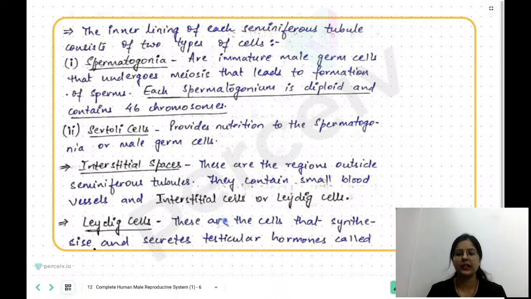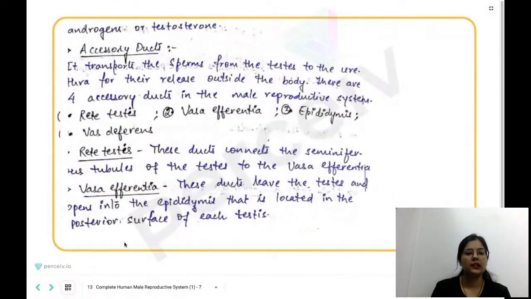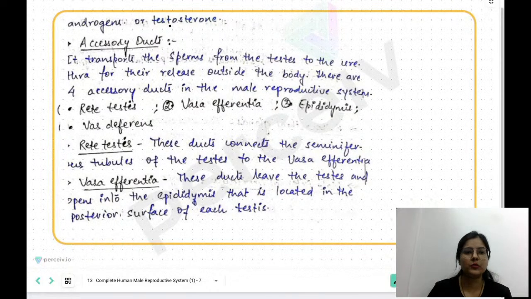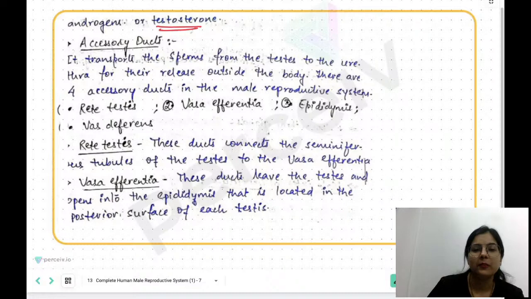Now moving ahead with the 10. Now see, so testosterone is being secreted over here. Now, the thing to note is that we are going to talk about the ducts. मैंने आपको मेल रिप्रोडक्टिव सिस्टम में ऑलरेडी डक्ट्स के बारे में एक्सप्लेन किया हुआ था.